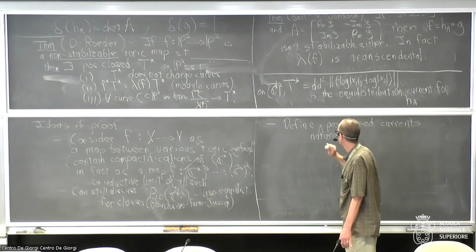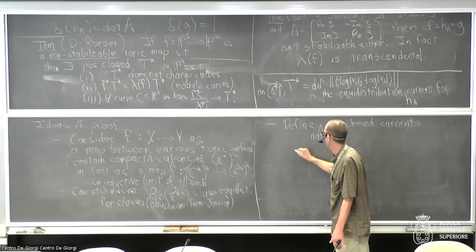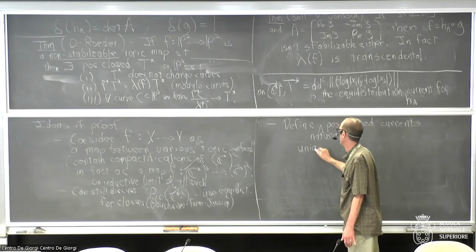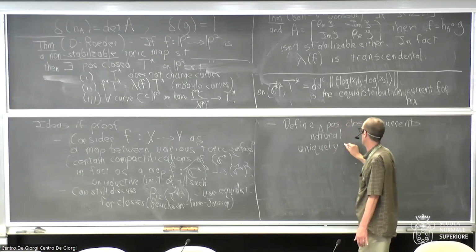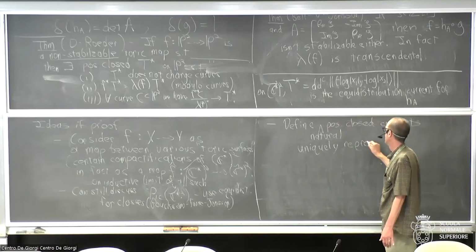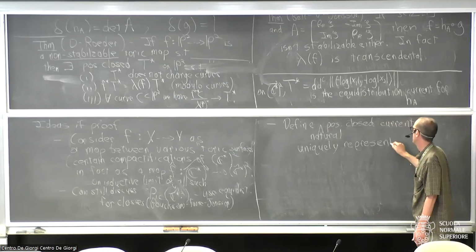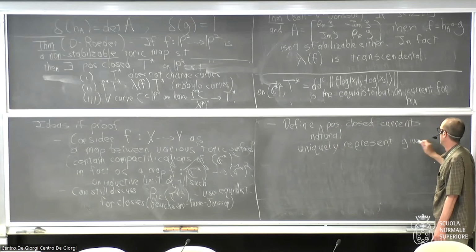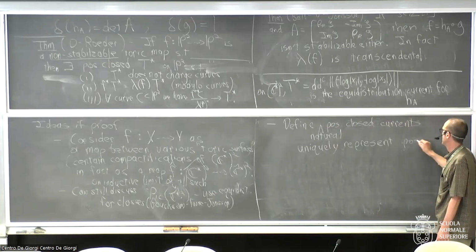And you can single out some natural ones that uniquely represent positive classes. They have a lot of symmetry, so they uniquely represent positive classes.